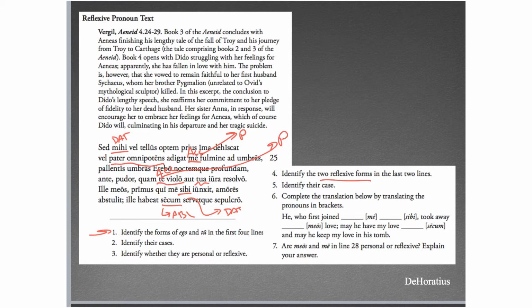All right, and then we're just translating here. So he who first joined personal me, and then reflexive, dative, he who first joined me to himself, there's that self suffix for reflexive, took away my love, may he have my love with himself, again, reflexive, and this is where English might say with him, even though it's indicating the reflexive, and may he keep my love in his tomb. So me and mea, these are personal because they're not referring to the subject.